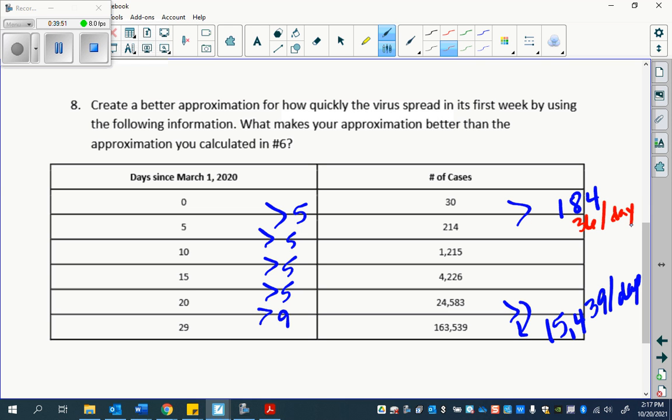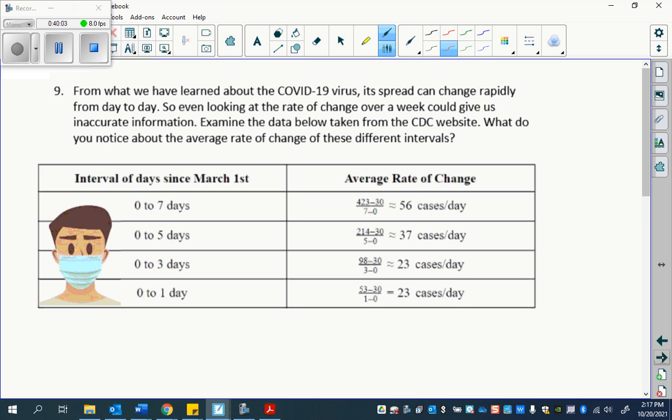So the point of this is, when we go to figure out our average, maybe we need to start looking at where we are on the curve and have a conversation about how spread out our information is. From what we've learned about the COVID-19 virus, it spreads rapidly from day to day. So even looking at the rate of change over a week gives us inaccurate information.